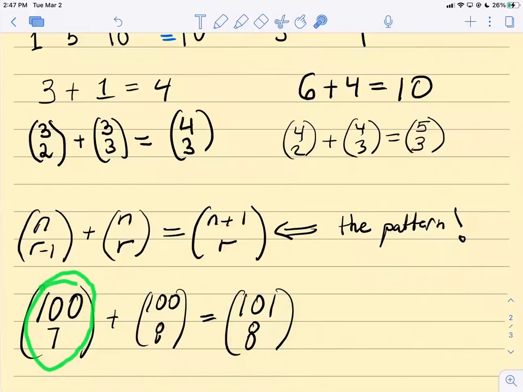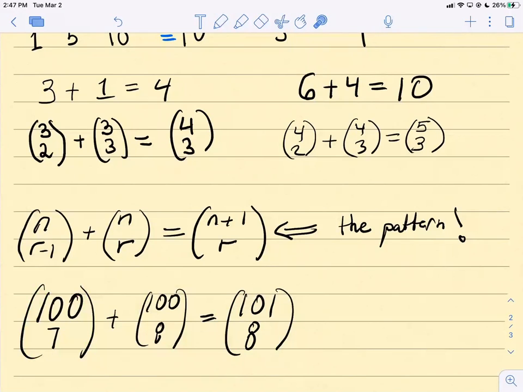Nice, Brandon. You want to just say what this one means in terms of friends and going to the movies? You have 100 friends, and you choose 7 to go with you. Perfect. And just to follow up, how about this one? This would be if you have 100 friends and you want to pick 8 of them.